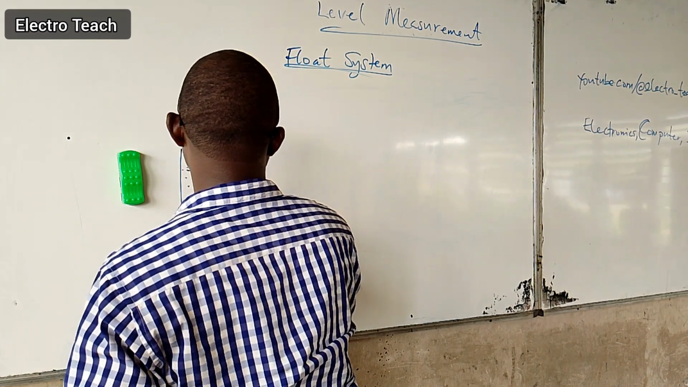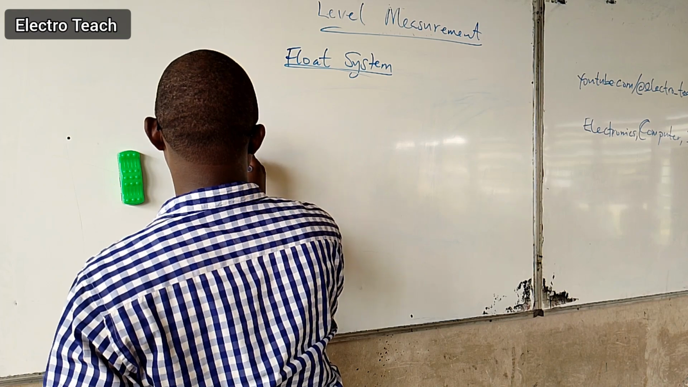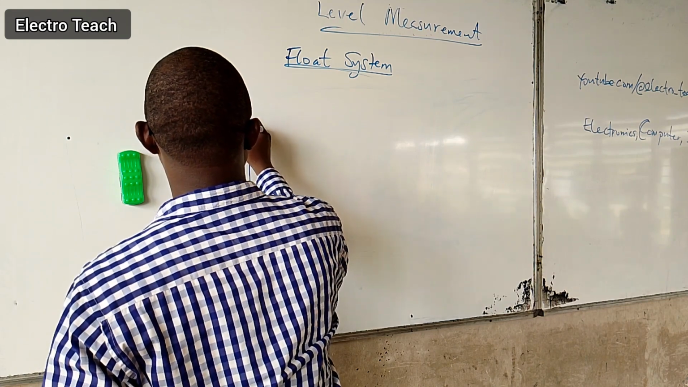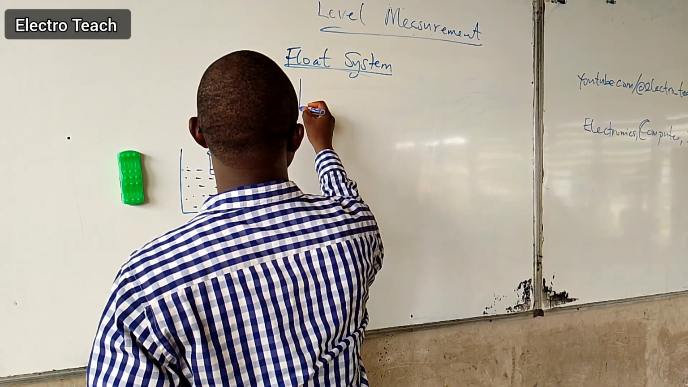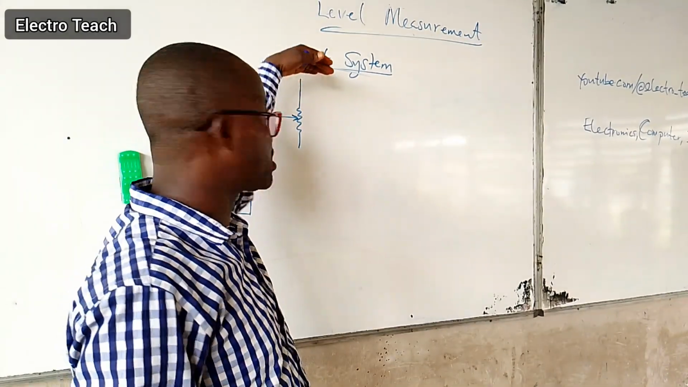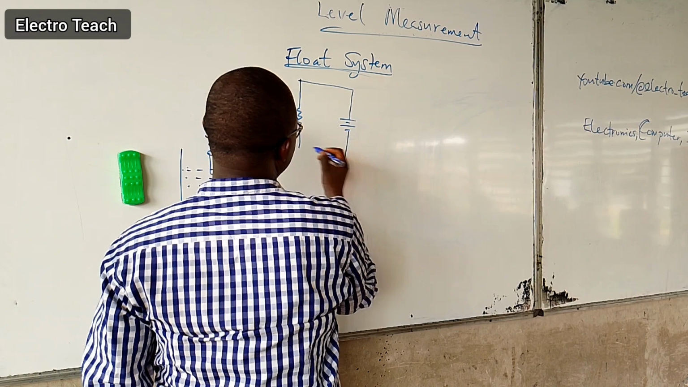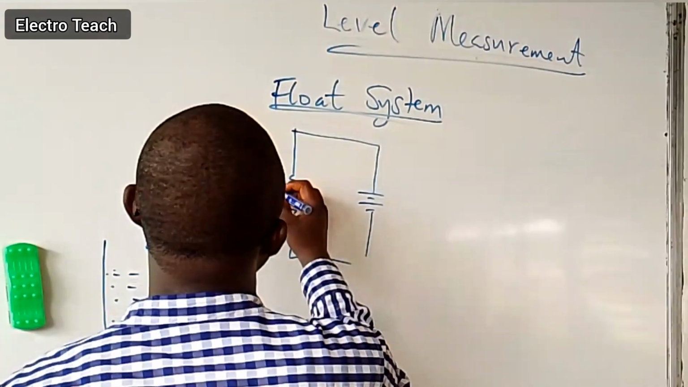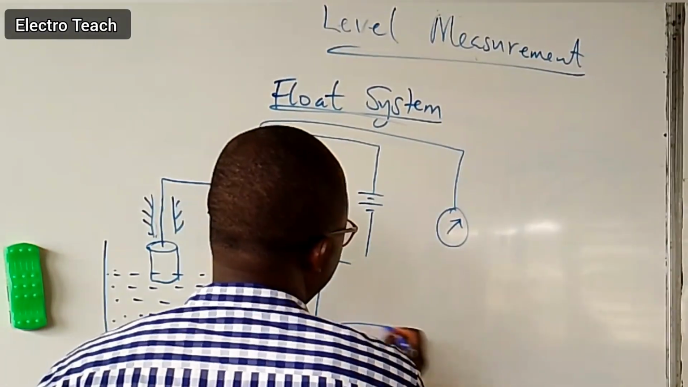This is the liquid, and we have a float. Okay, so I moved it down because of the space. I just needed more space up here. That's why I moved it down. So we now have the circuit connected to a DC supply. Okay, then as a bigger picture, we have the meter somewhere here, and the meter is linked to the circuit from here.